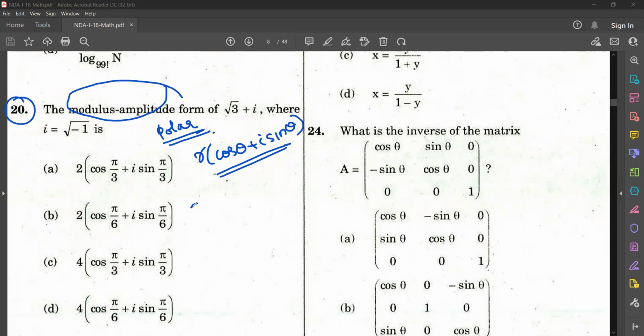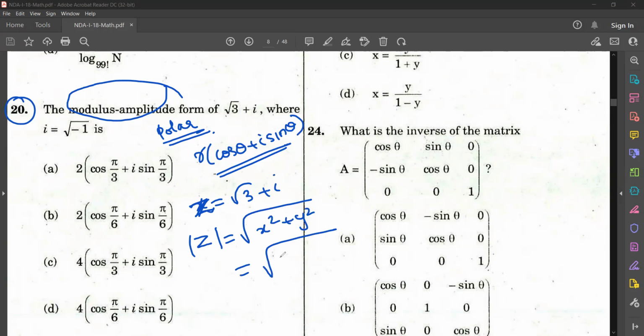So the complex number is root 3 plus i. What is the modulus? This complex number z is equal to root 3 plus i. So the modulus of z is root of x square plus y square, that is root of root 3 square plus 1 square. So root 4, that is 2.